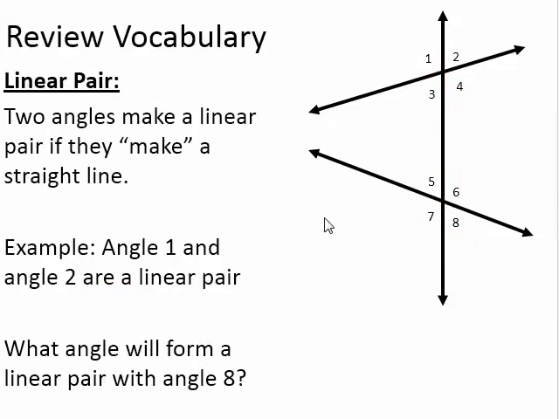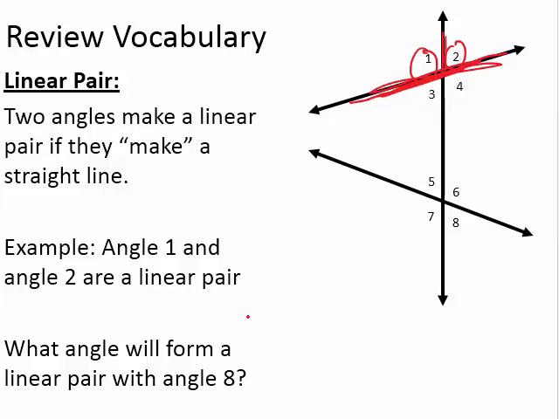Let's take a look at some review vocabulary. Linear pairs are two angles that make a straight line. So, for example, angle 1 and angle 2 are a linear pair because angle 1, this angle here, combined with angle 2, this one right next to it, make up the straight line right here.